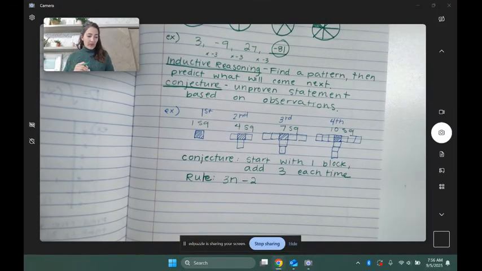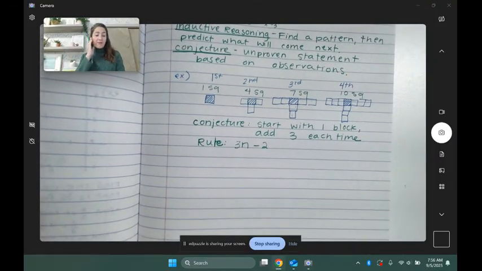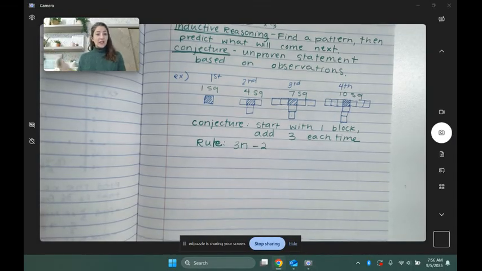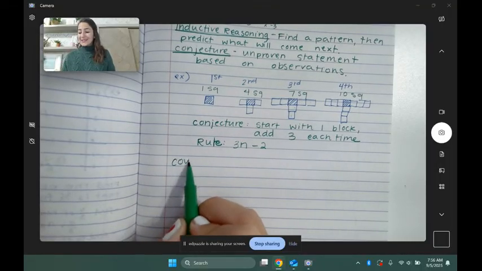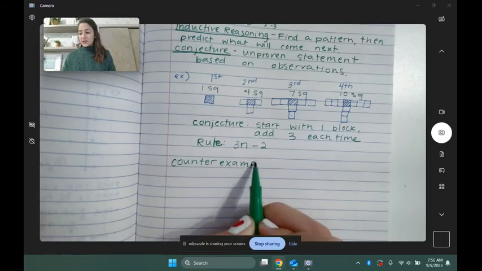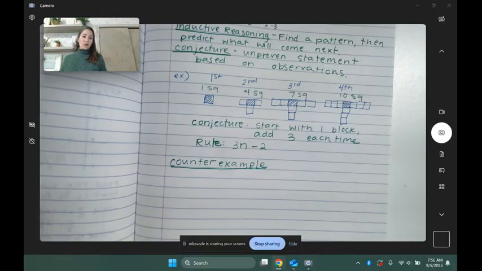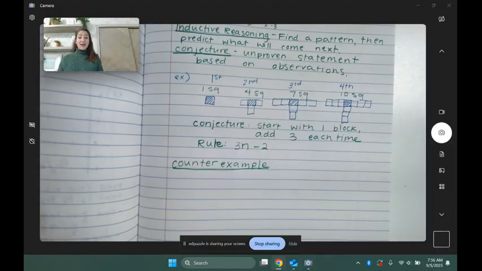Okay. Now, the other part of inductive reasoning. So if you make a conjecture, like, it is true that Miss Soli wears a green shirt every day. Based on what I've seen, that's the truth, right? A counter example is going to be a time when you've proven that conjecture wrong, because a conjecture is an unproven statement. It's just based on what I've seen, based on the evidence.